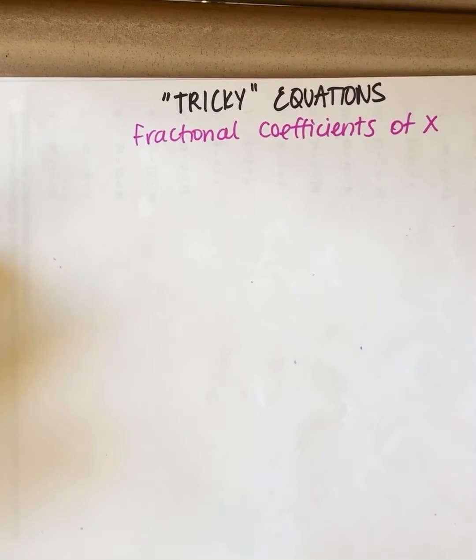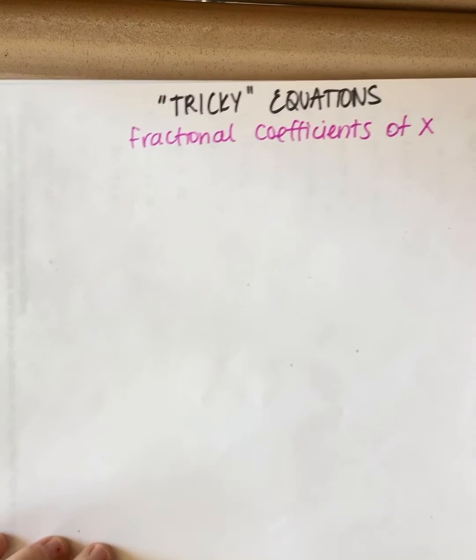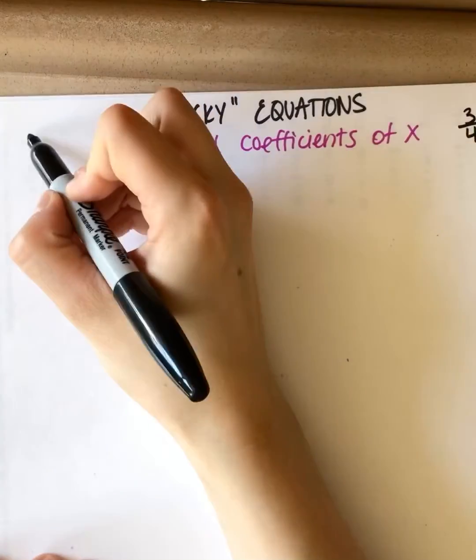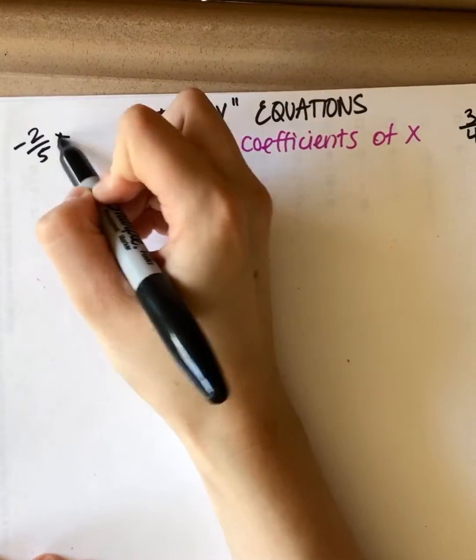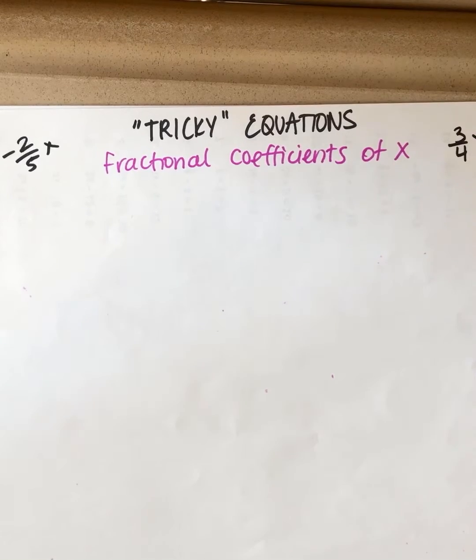The next type of tricky equation we're going to look at is when there is a fractional coefficient of x. So when we're dealing with something like 3/4 of x or -2/5 of x. Sometimes these look trickier because there are fractions involved and we're a little bit afraid of fractions, but we can handle this.